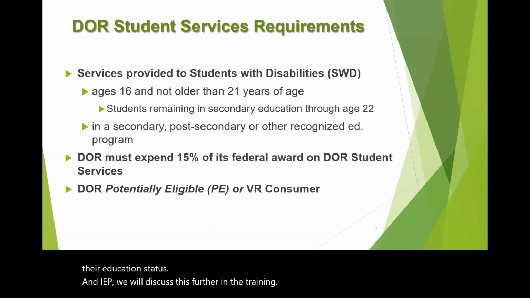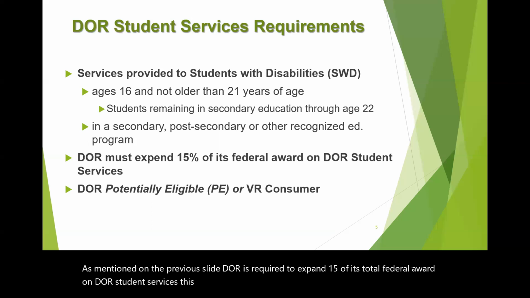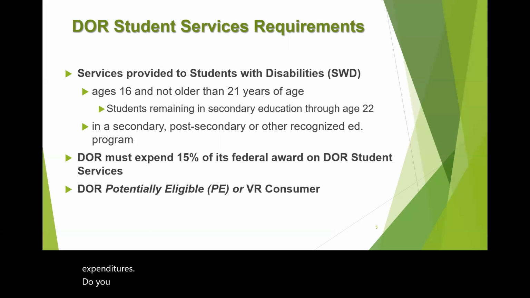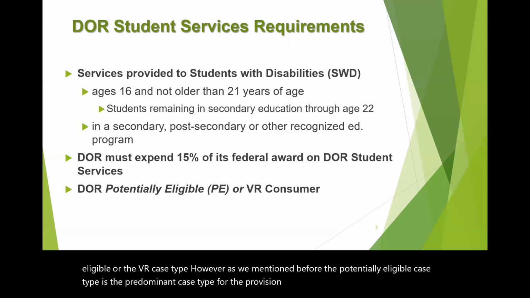As mentioned on the previous slide, DOR is required to expend 15% of its total federal award on DOR student services. This equates to approximately $45 million, and TPPs make up approximately $25 million of the required expenditures. DOR student services can be provided to a student with a disability in either the potentially eligible or the VR case type. However, as we mentioned before, the potentially eligible case type is the predominant case type for the provision of DOR student services.